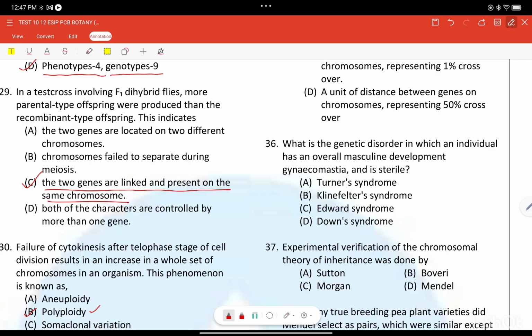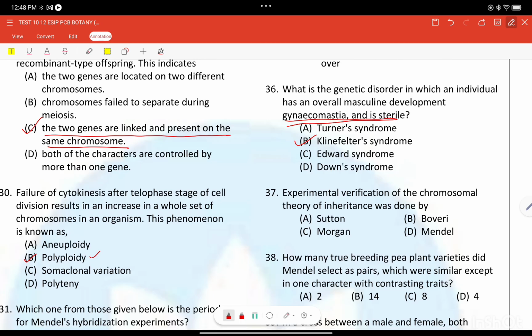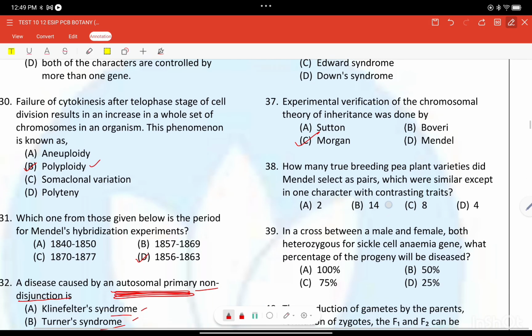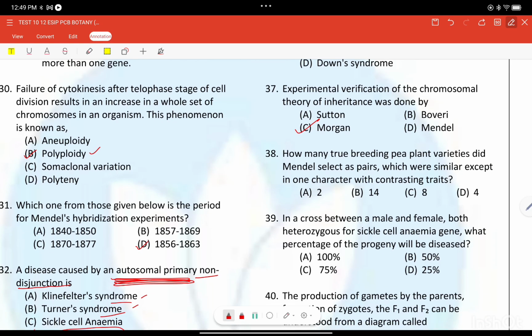What is a genetic disorder in which an individual has an overall masculine development? Overall masculine development is seen in Klinefelter syndrome. Along with that, the individual shows female characters also, gynecomastia, and the individual is sterile. Experimental verification of chromosomal theory of inheritance was done by Morgan. So he is also known as father of experimental genetics.